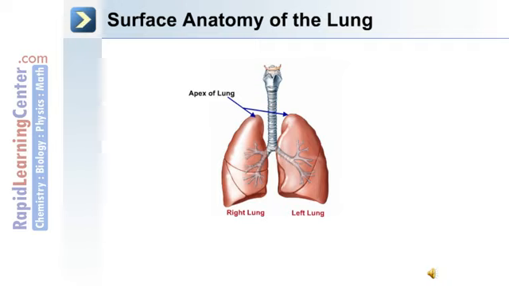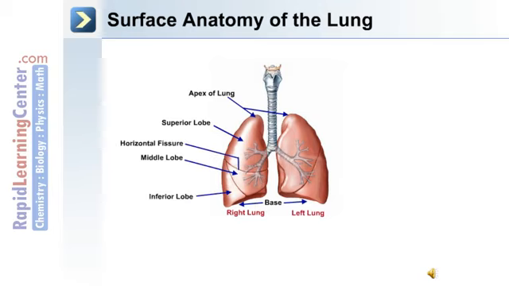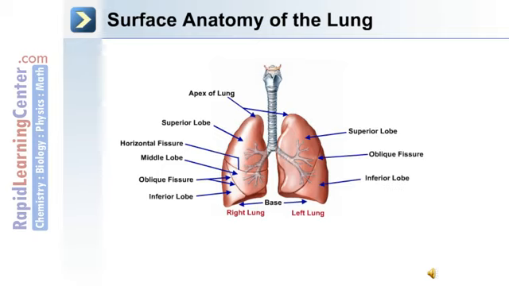The most superior portion of the lungs is known as the apex. The inferior is the base. The right lung contains a superior lobe which is separated from the middle lobe by the horizontal fissure. It also contains an inferior lobe which is separated by the oblique fissure. The left lung contains a superior lobe and an inferior lobe separated by an oblique fissure.